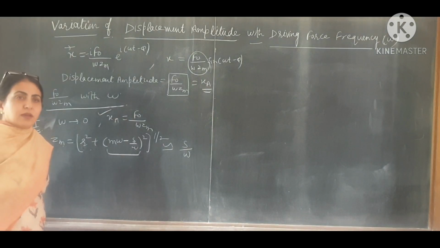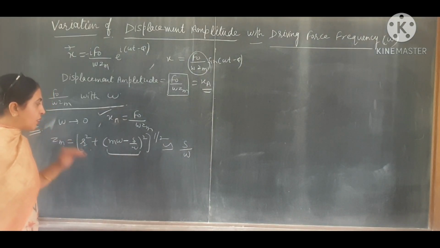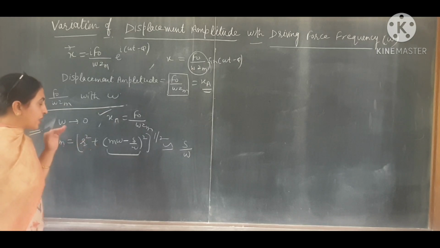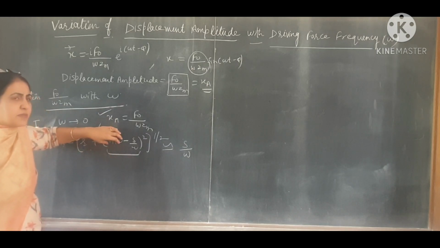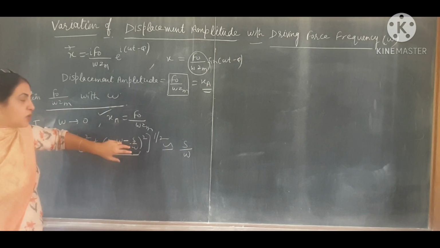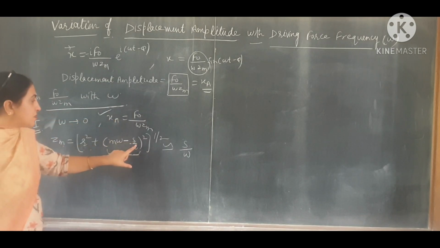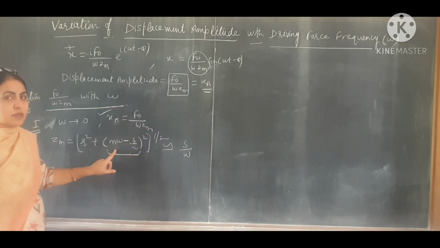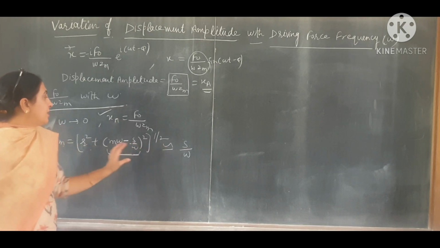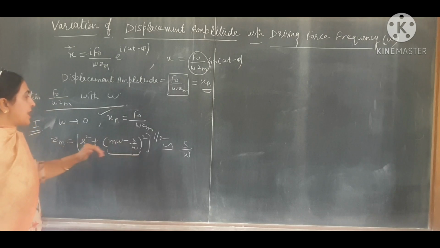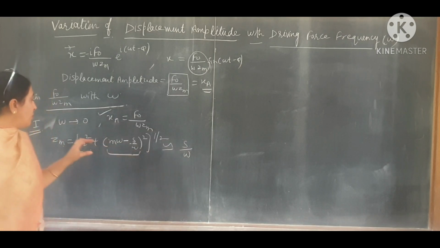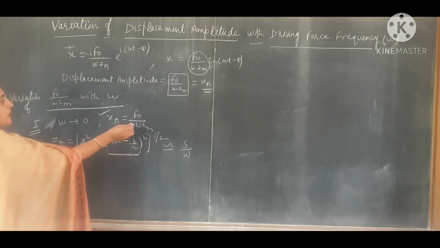I'm repeating again, I'm not putting omega exactly equal to 0. Omega approaches 0. So this is very much less than this, because when omega approaches 0 this becomes 0 and this is infinite. So this is very large compared to this. So we neglect this and we get s over omega. So put Zm equal to s over omega here.